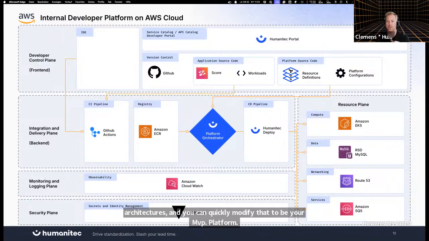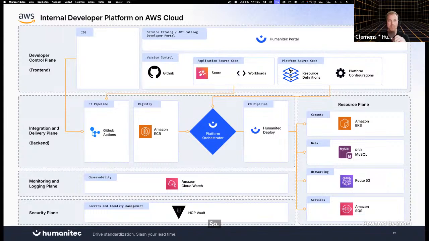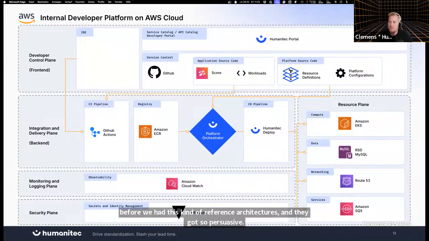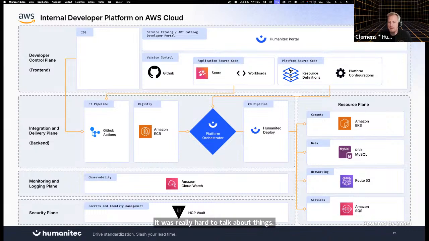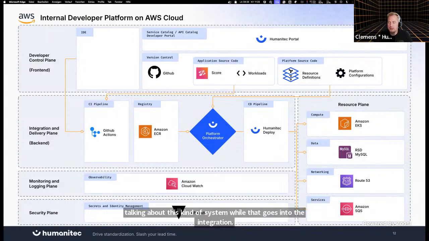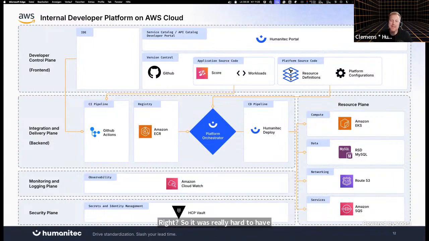So how do you modify that reference architecture? Quite easily. You keep the planes, the big boxes, right? They give direction. They give a certain language to give reason in the world, so to speak. And it was quite a journey to get there. Before we had these kind of reference architectures and they got so pervasive, it was really hard to talk about things because we had no common language to, for example, say like, okay, you're talking about this kind of system. Well, that goes into the integration and delivery plane, right? So it was really hard to have a good conversation and actually mean the same things. That is now much more easy.